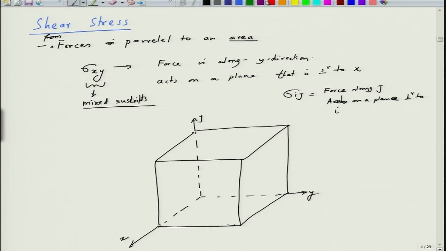So essentially what it would mean is that if you draw now a cube, for the front face we have here sigma xx and sigma xy. This is on the front plane, acting along the y direction on a plane that is perpendicular to x, and then we will have sigma xz. Similarly, on this plane we can have sigma yy, and then we can have these shear stress components. We can have sigma yz and sigma yx.